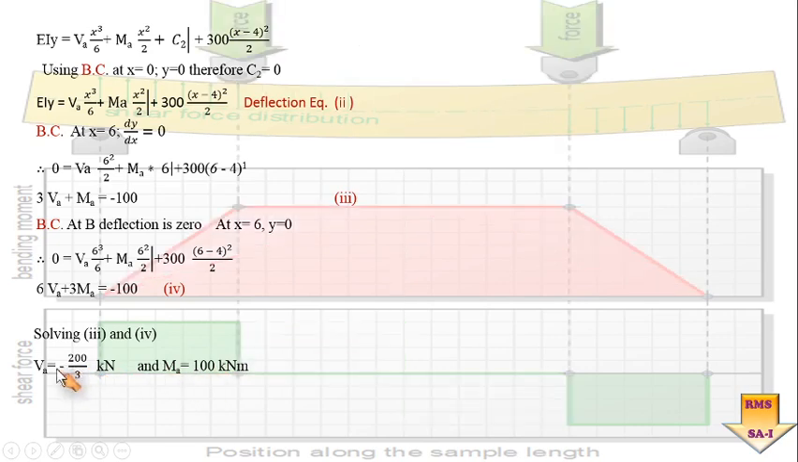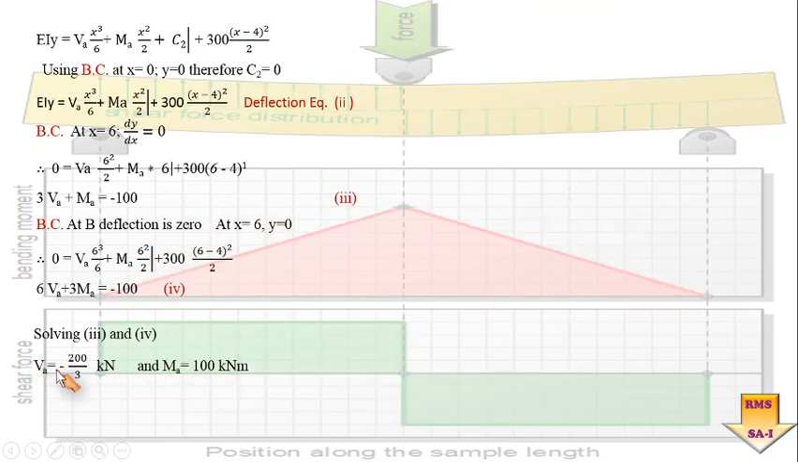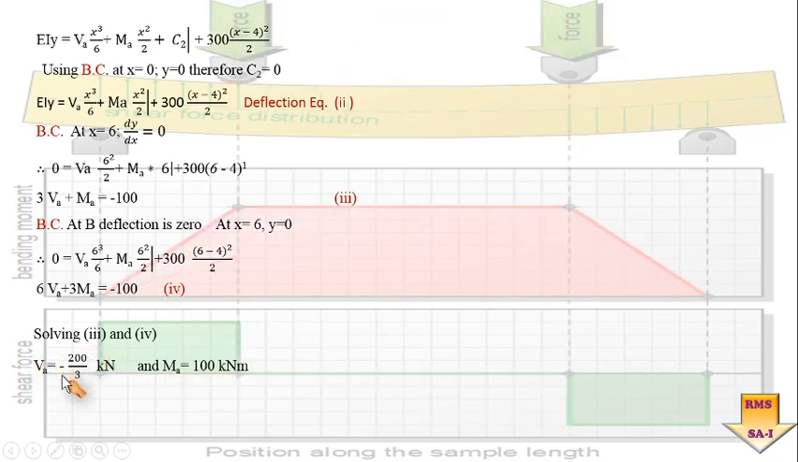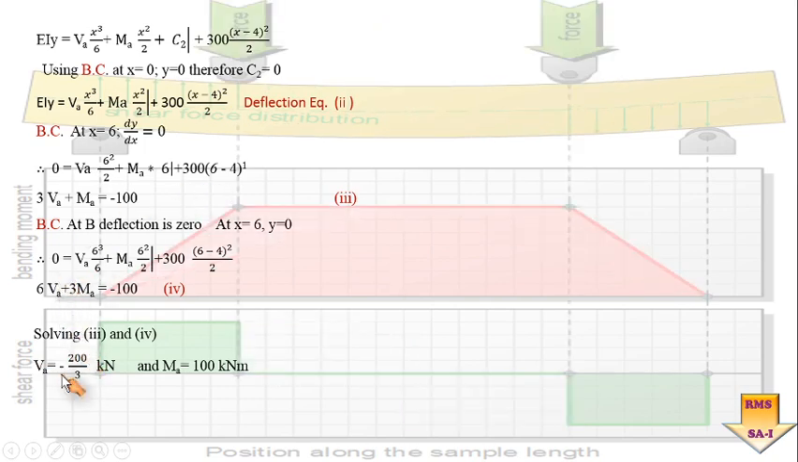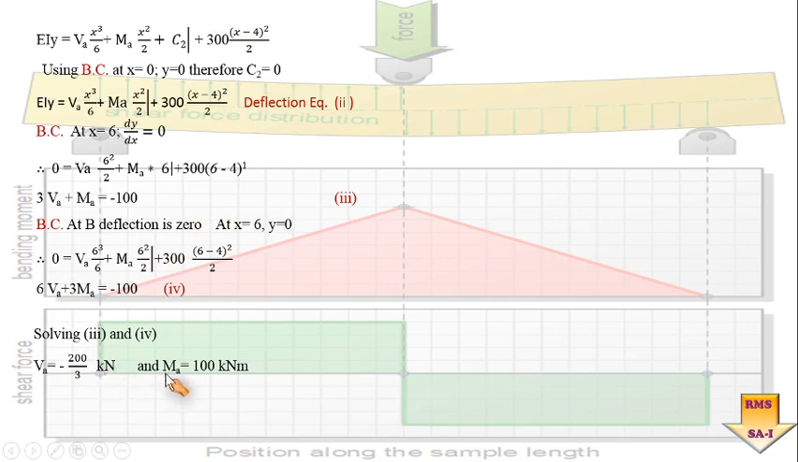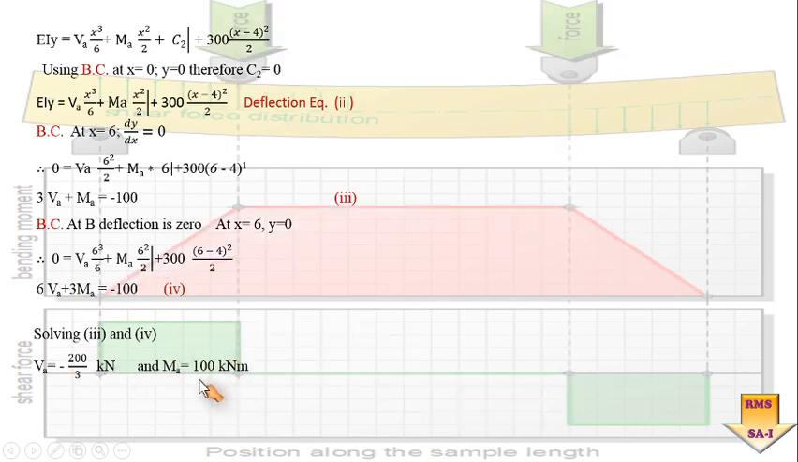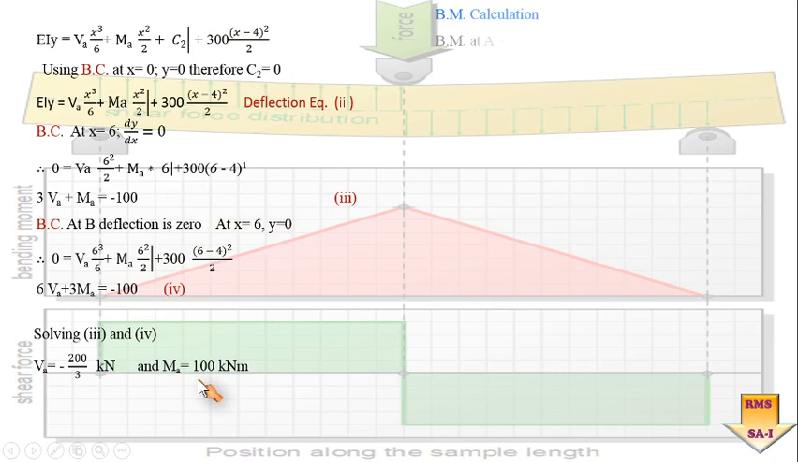That means you can see the value of VA is coming out to be negative, which means my assumption was wrong. Instead of acting in the assumed direction, it is acting in the opposite direction, whereas MA is coming out to be positive, which means the assumed direction is correct.